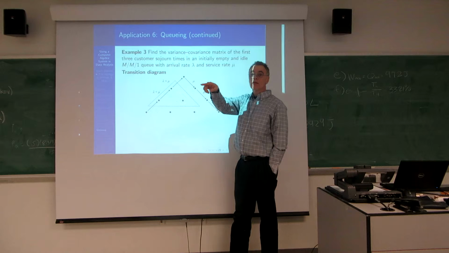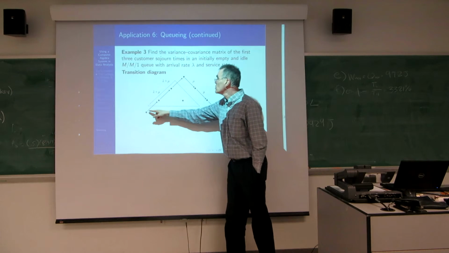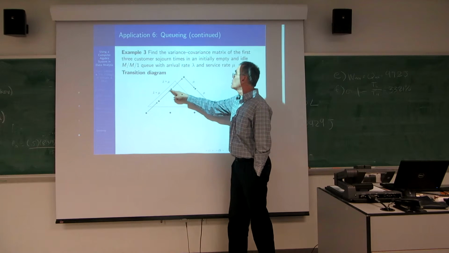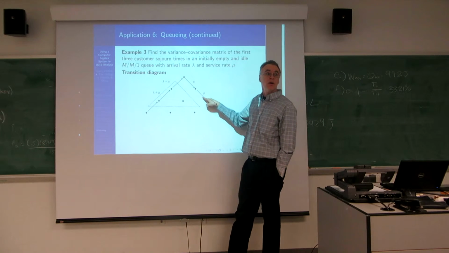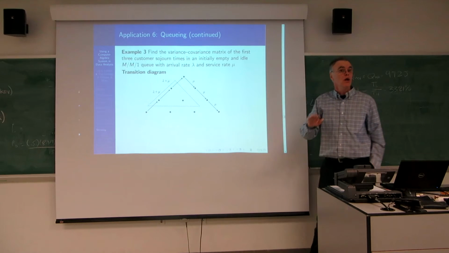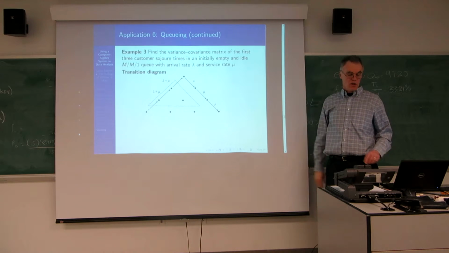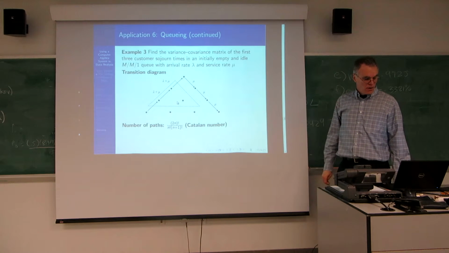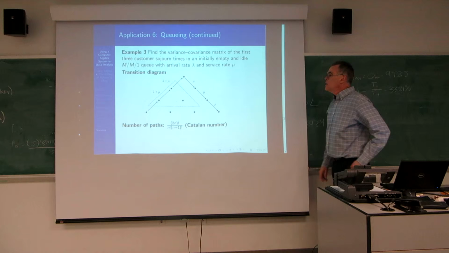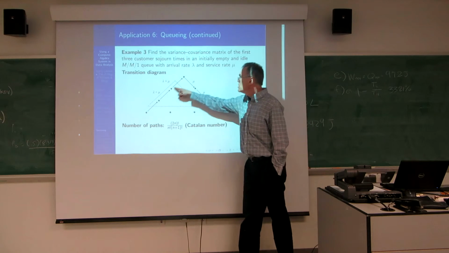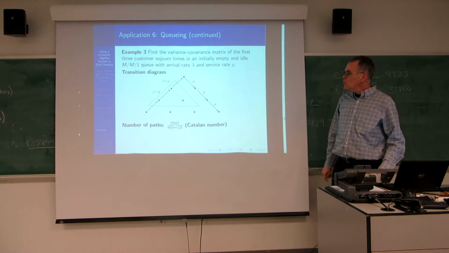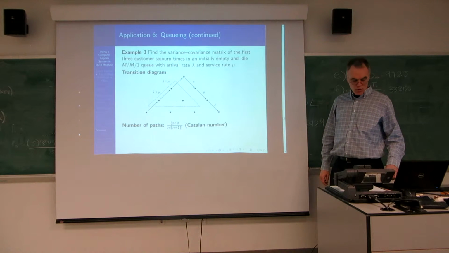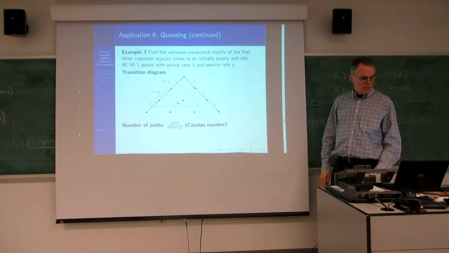Now, if we're only looking at the first three customers, then you have arrival, arrival, arrival, and you're not looking at a fourth customer. You got to have departure, departure, departure at that point, right? We just don't even think about the fourth customer that's going to come in. It turns out the number of paths through this particular network is the Catalan number, and it's 2n factorial divided by n factorial n plus 1 factorial.